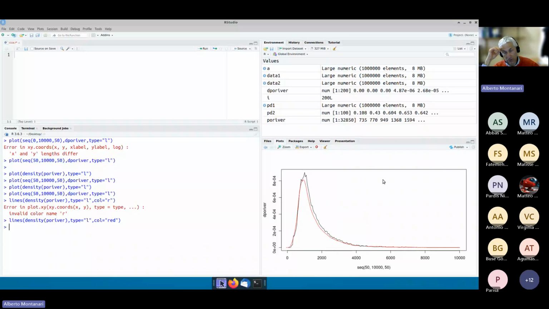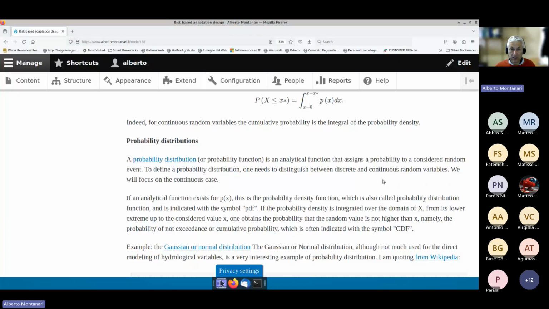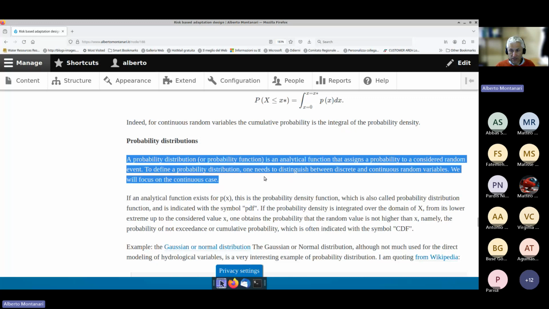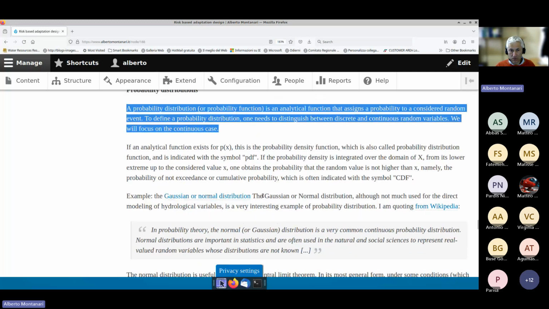The literature has proposed several analytical functions to approximate probability distributions. These are called precisely probability distributions. So let's go on the website. A probability distribution or probability function is an analytical function that assigns a probability to a considered random event or random variable. To define a probability distribution, one needs to distinguish between discrete and continuous random variables. We will focus on the continuous case. And here there are two examples.